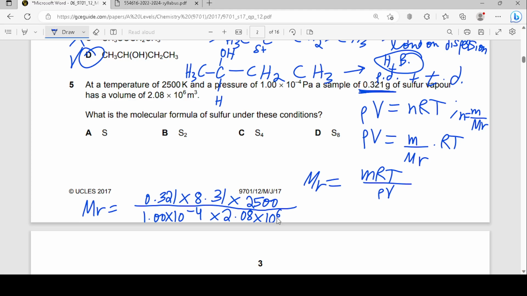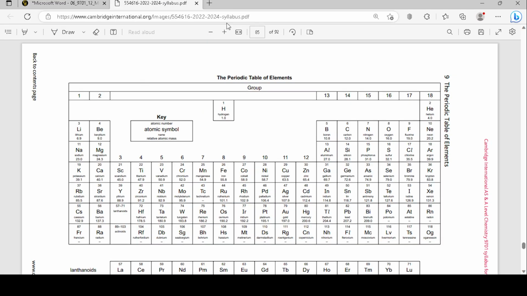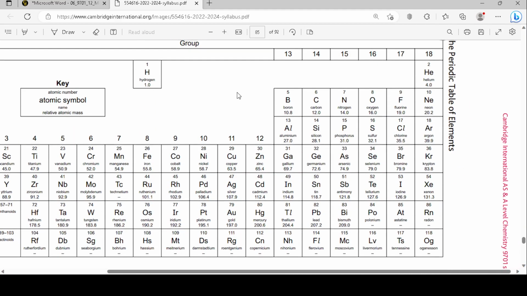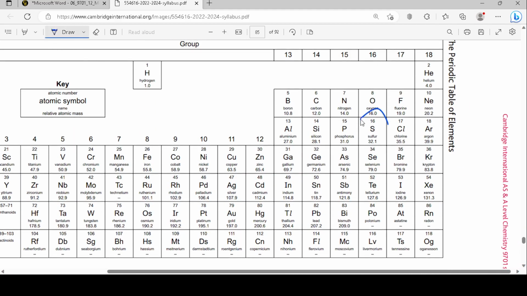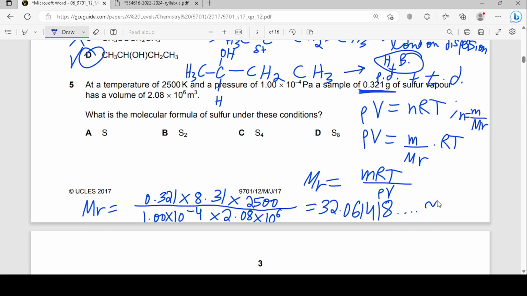2500, and then divide that by 10 to the negative 4 into 2.08 into 10 to the power of 6. So you get 32.061418 grams per mole. So, if you check the periodic table, here you can see sulfur has a relative atomic mass of 32.1, right? So I also got an answer that is approximately 32.1 grams per mole.